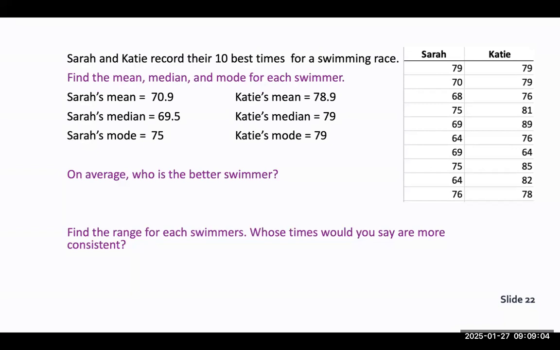Okay, this is what I have. Sarah's mean is 70.9, her median is 69.5, and her mode is 75. While Katie's mean is 78.9, the median is 79, and the mode is 79. My next question is, on average, who is the better swimmer?